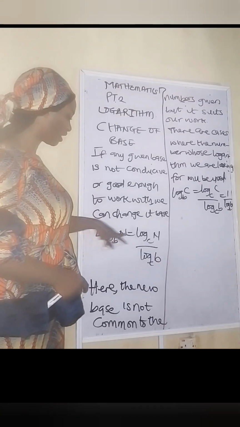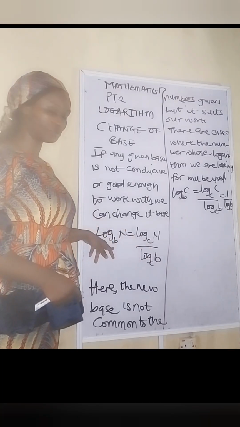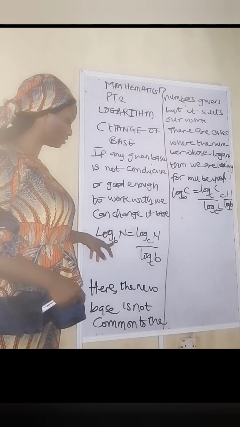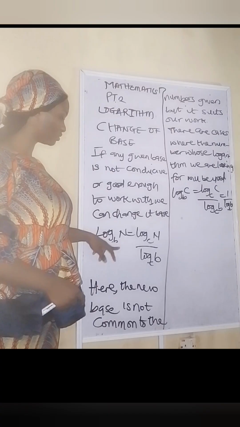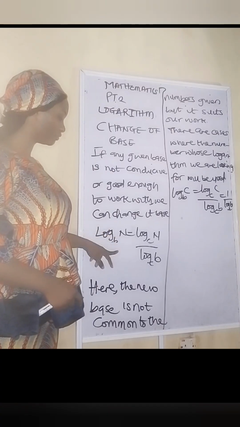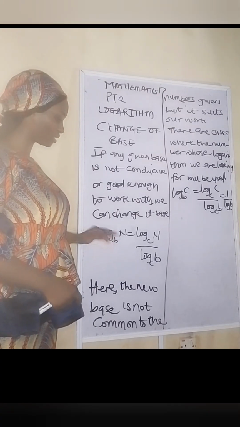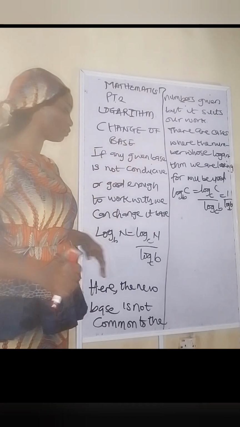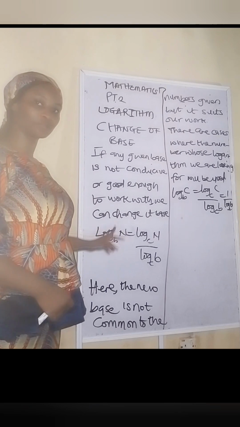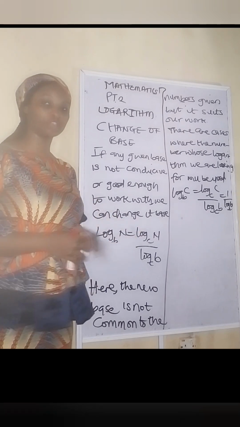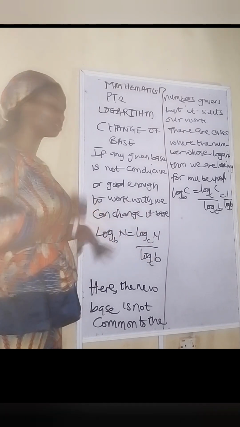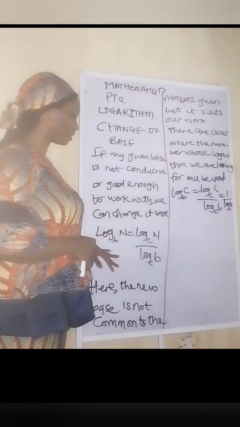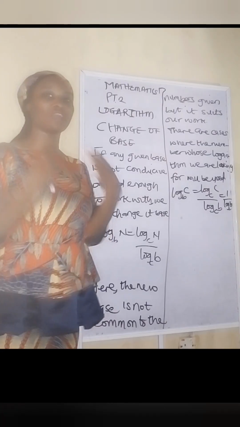We have log n base c because we've changed the base, and that same base c for log b. So we started with n, log n, then we move to log b. You understand? So that's how we pick it. Here, the new base is not common to the numbers given, but it suits our work, meaning that we did not choose any of the numbers here. So another base was introduced. When you are faced with something like this, you have the right to change the base. Logarithm wants us to know that when we are faced with any problem whereby we can't find a solution, we have the right to change the base.